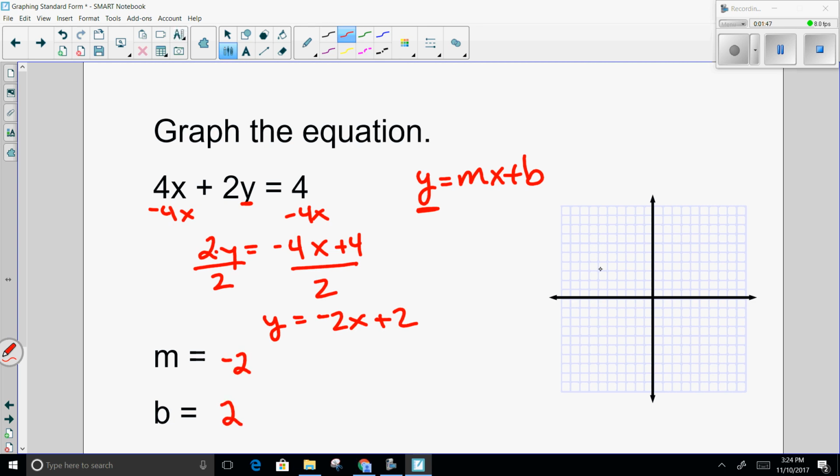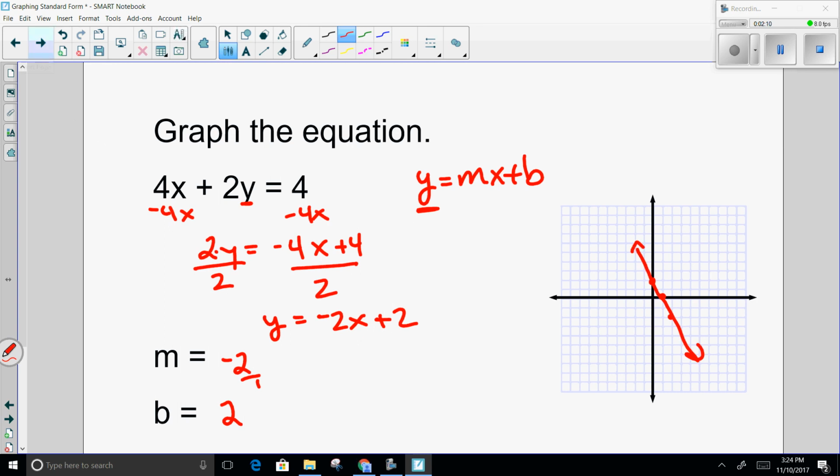Now I come over and I make my graph. My y-intercept is 2, put it on the graph. My slope is negative 2, which I make negative 2 over 1. So I go down 2, right 1, because remember it's a negative movement and a positive movement. Rise over run, rise over run, put my points on the graph, and draw my line.